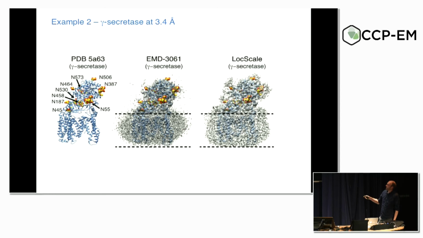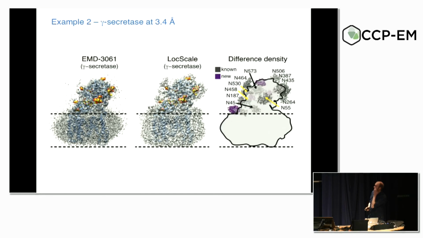If we now do a local scaling of this map, we see that on many positions where we see these asparagine residues, we actually start to see additional density that's suggestive of disordered glycans at this position. What we did then was simply calculate a difference map between these two to localize the regions in which we see additional density. And then you see that all this additional density is located at known glycosylation sites.